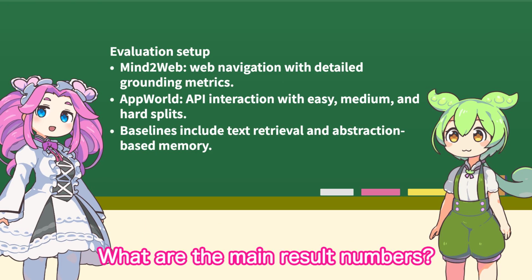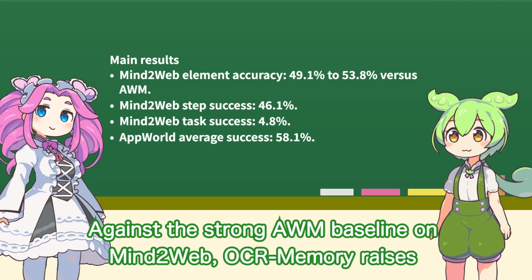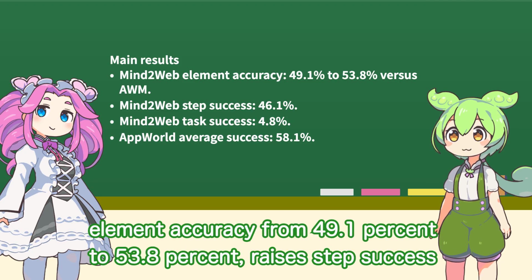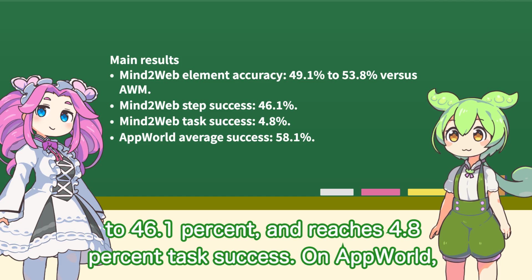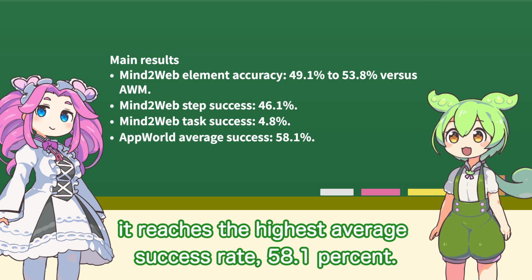What are the main result numbers? Against the strong AWM baseline on Mind2Web, OCR-Memory raises element accuracy from 49.1% to 53.8%, raises step success to 46.1%, and reaches 4.8% task success. On AppWorld, it reaches the highest average success rate, 58.1%.